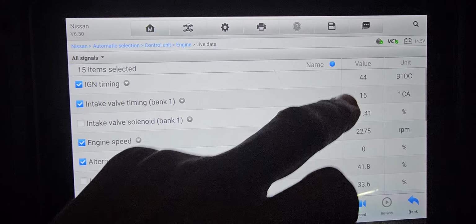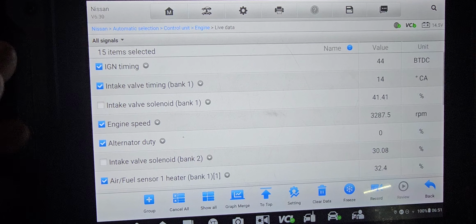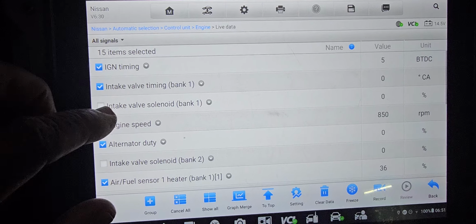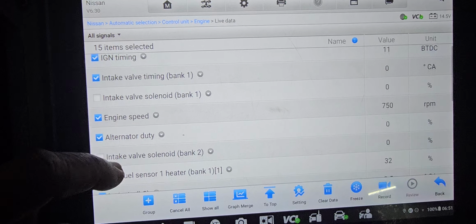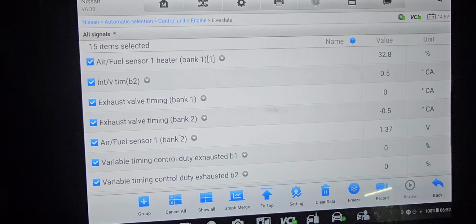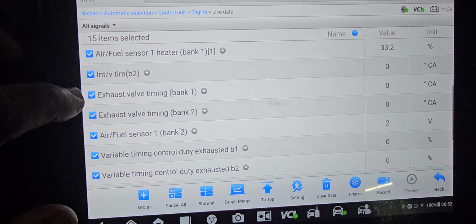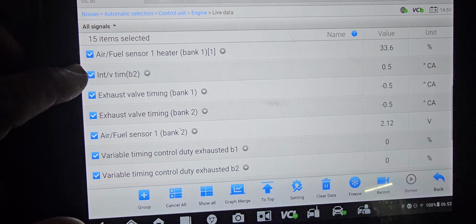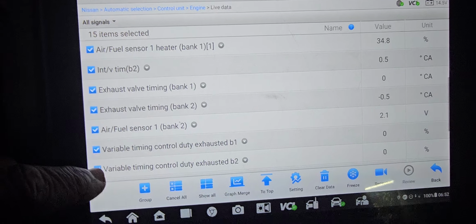Intake valve timing 16 to 15. The higher the degree or the lower the degree, it changes. So we know the engine speed. Please put this one well in your memory. Ignition timing 11. Okay, let me go again to something else. Intake timing bank 2, exhaust valve timing bank 2, intake and exhaust valve timing, variable timing controlled by duty.